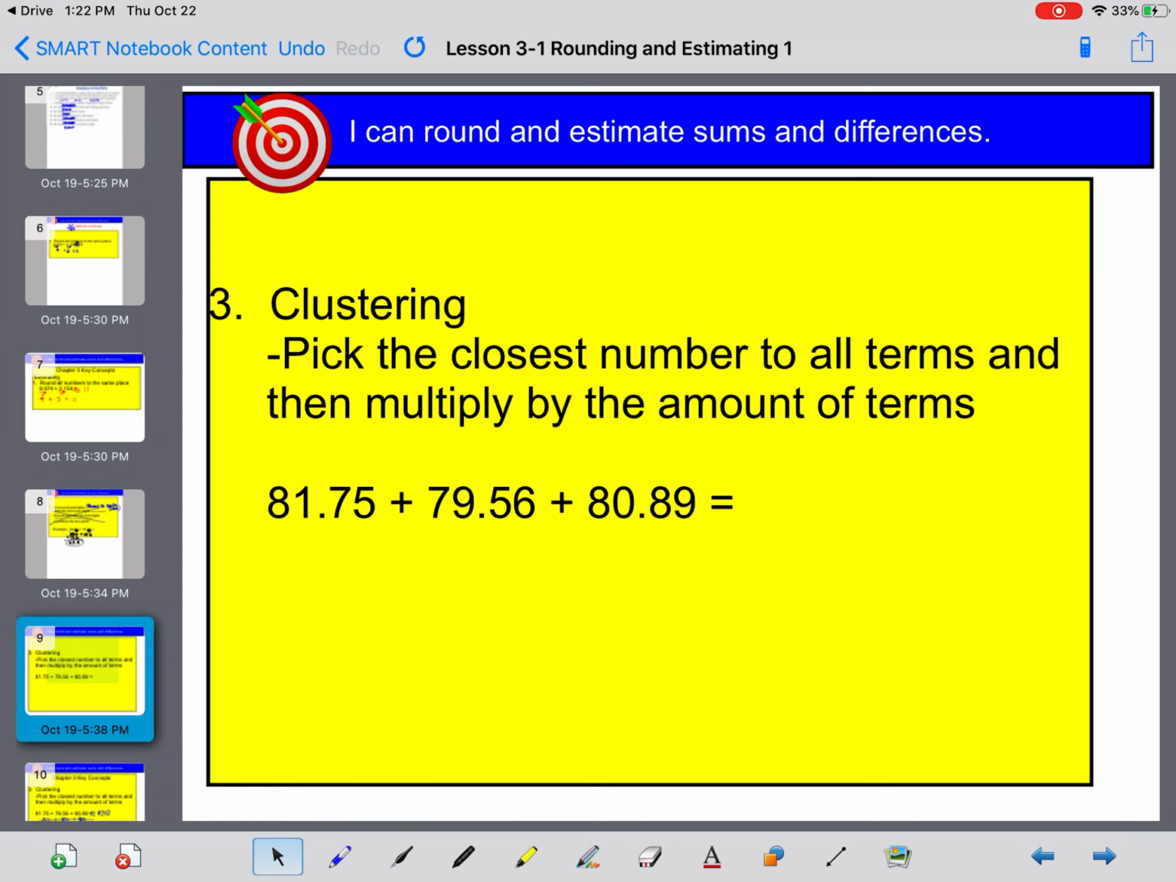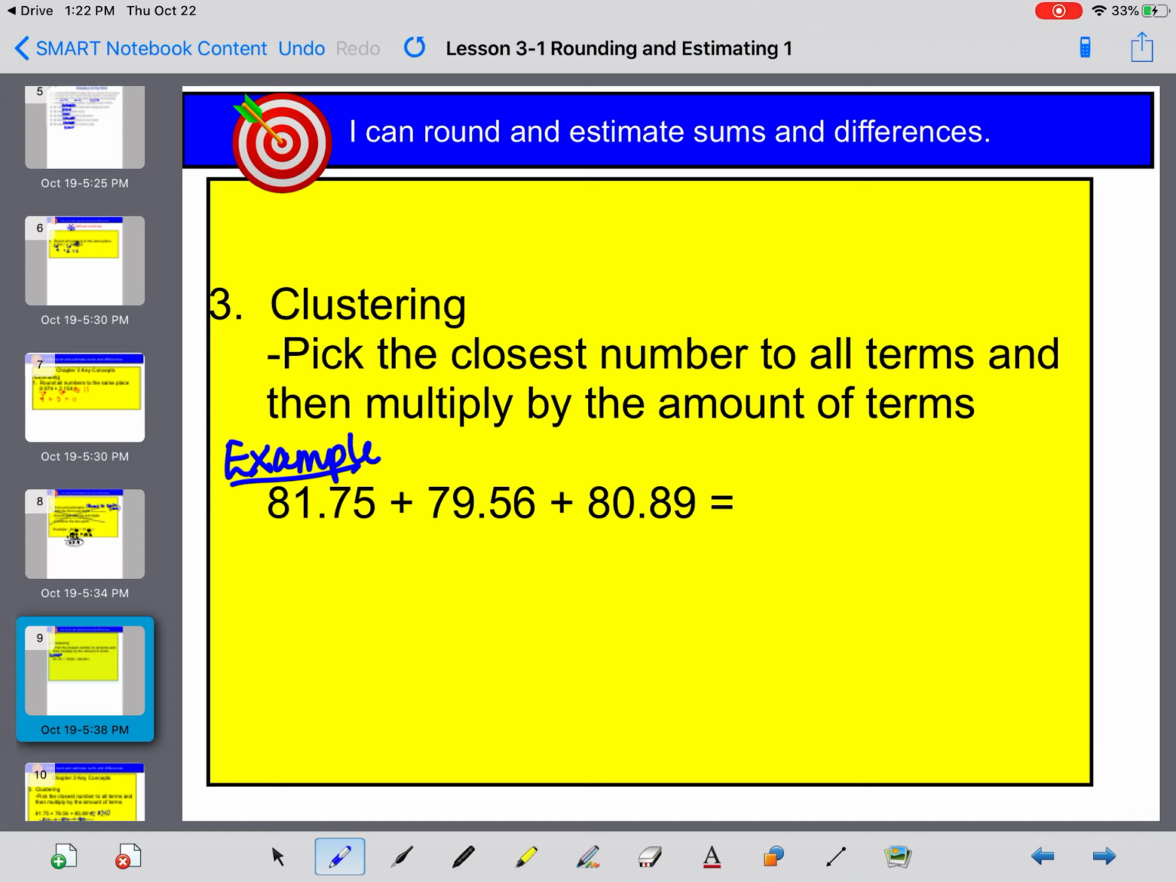The third method that we're going to learn is clustering. Now, clustering is used quite a bit, and it's the quickest method. A lot of times you'll use clustering because you can do it in your head. In clustering, you pick the closest number to all of the terms, and then multiply by that amount of terms. Let's put this one in action so you can see. Here's your example to write in your notes.